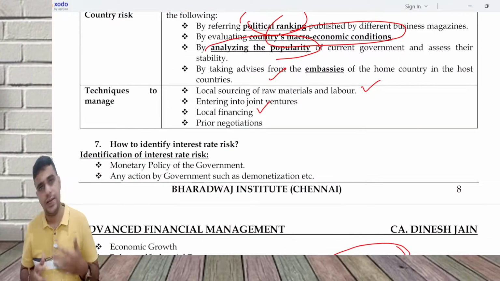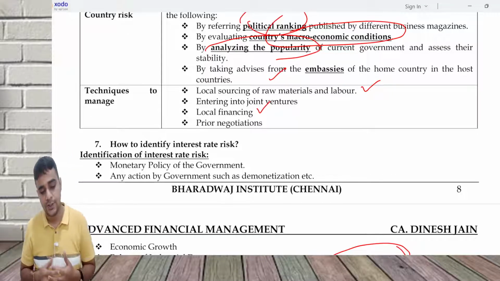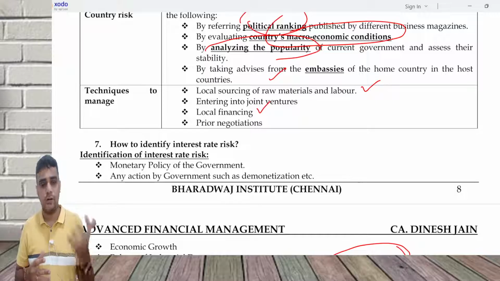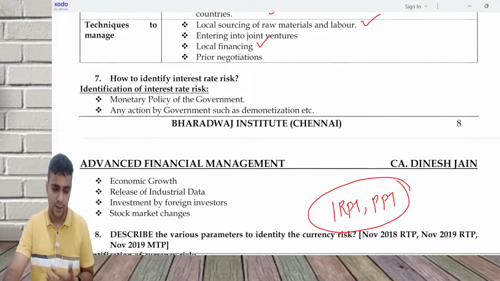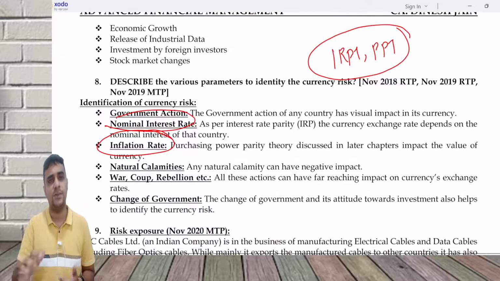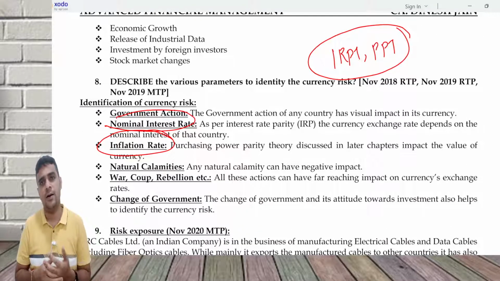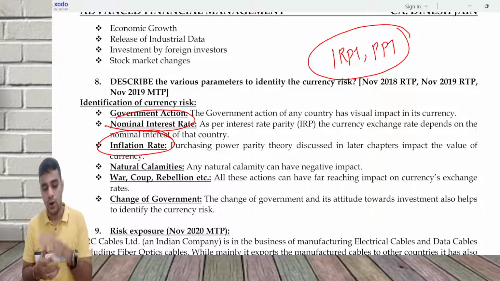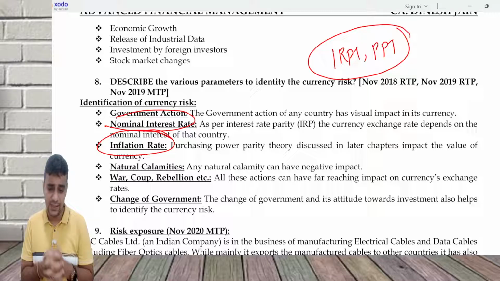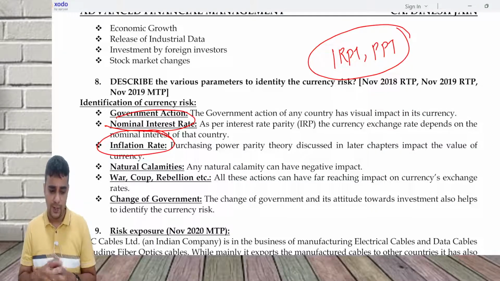Interest rate risk is variation in the interest rate. The primary factor is the monetary policy of the government or actions taken by the government. Economic growth, inflation, all other aspects. So inflation is part of the monetary policy, economic growth and other factors. And currency risk is basically based on the interest rate parity theory and purchasing power parity theory. Apart from demand and supply, changes of government and natural calamity can impact your risk on the currency side. How to manage this risk, we learned as part of your forex chapter.